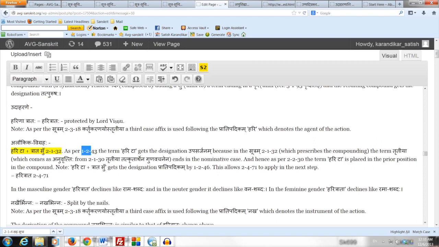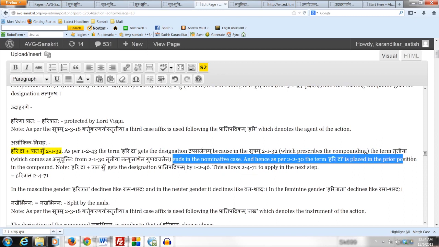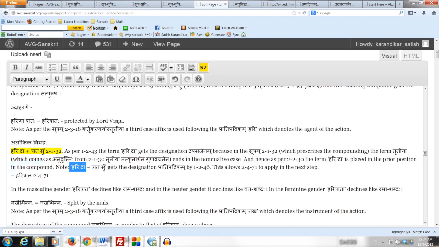Now as per the Sutram 1.2.43, Prathama Nirdishtam Samasa Upasarjanam, the term Hari Ta gets the designation Upasarjanam, because in the Sutram 2.1.32, which prescribes the compounding, the term Tritiya, which comes as Anuvritti from 2.1.30, ends in the nominative case, and hence as per 2.2.30, Upasarjanam Purvam, the term Hari Ta is placed in the prior position in the compound.